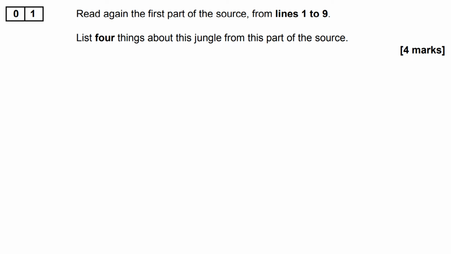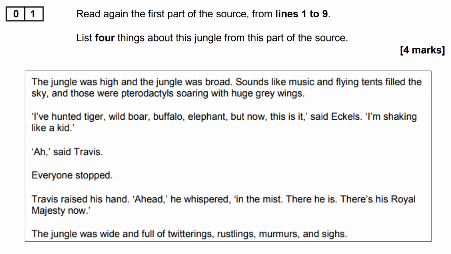Okay, so this is question 1. 4 marks. You should only be taking about 4 to 5 minutes. Some people even take less. And it's asking you to list 4 things about the jungle. And it wants you to just look at lines 1 to 9. And you just make a list of 4 things. There's no interpretation, there's no working things out. You're literally lifting information from the page.